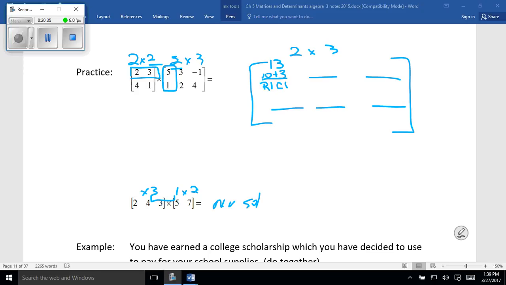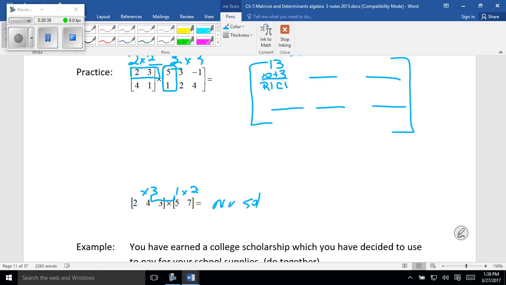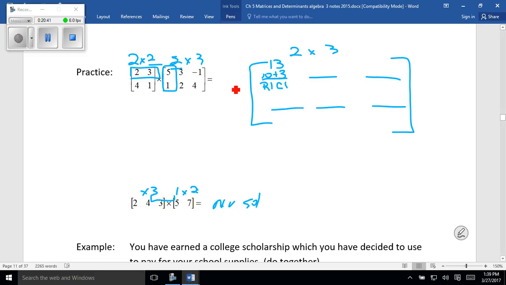So 13 was the first one. Row 1, column 1. So what do I put here? Row 1, column 2. So now it's row 1 times column 2. Who's times who? 2 times 3, plus 6.